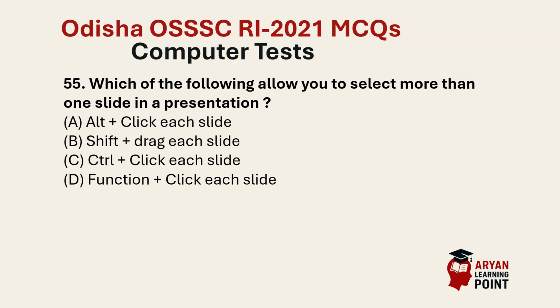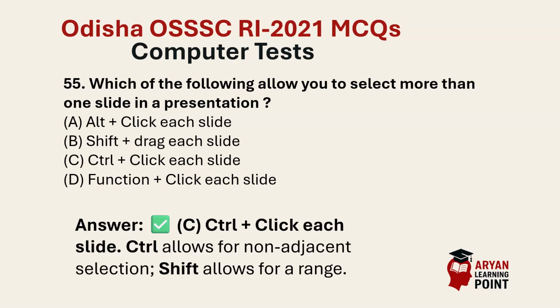55. Which of the following allows you to select more than one slide in a presentation? A. Alt plus click each slide. B. Shift plus drag each slide. C. Control plus click each slide. D. Function plus click each slide. Answer: C. Control plus click each slide. Control allows for non-adjacent selection. Shift allows for a range.